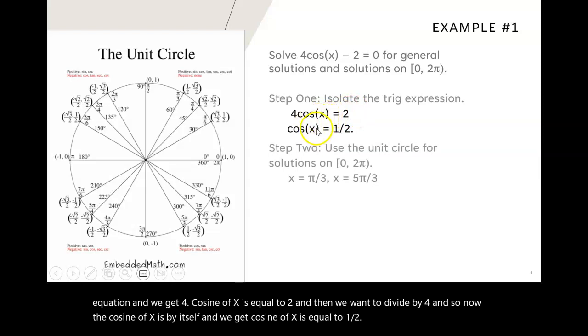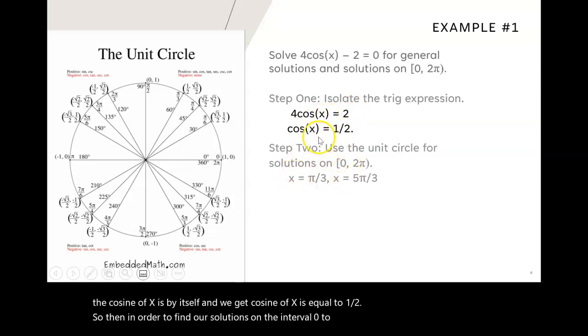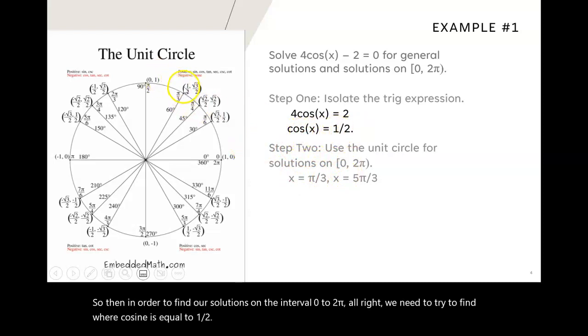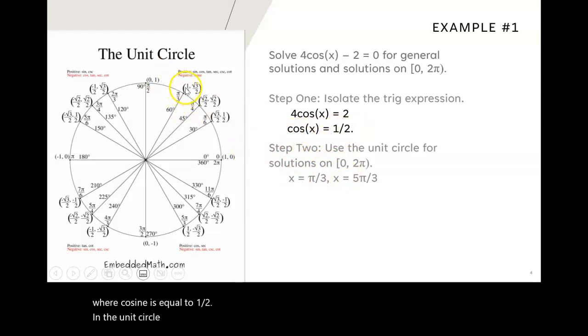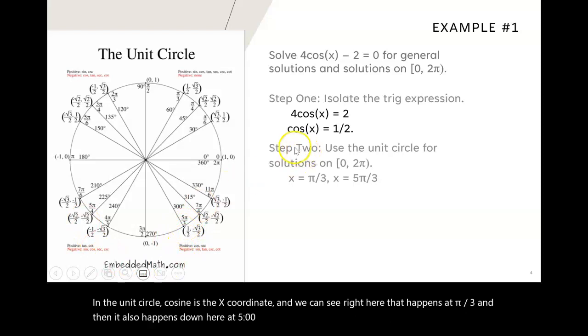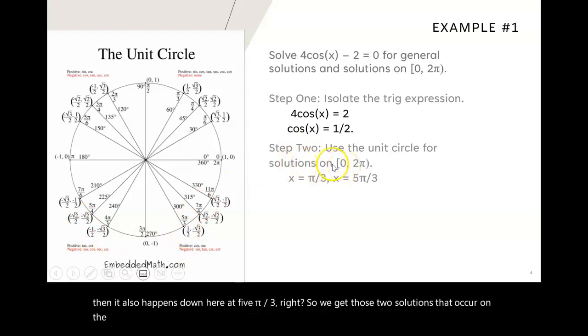Then in order to find our solutions on the interval 0 to 2 pi, we need to try to find where cosine is equal to 1/2. Well, in the unit circle, cosine is the x coordinate, and we can see right here that it happens at pi over 3, and then it also happens down here at 5 pi over 3. All right, so we get those two solutions that occur on the interval 0 to 2 pi.